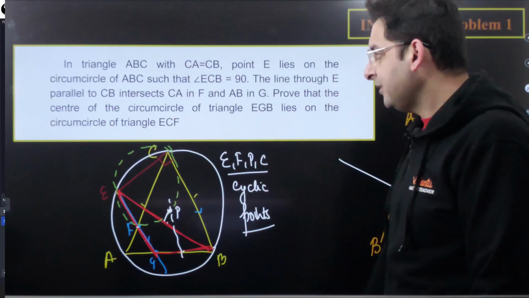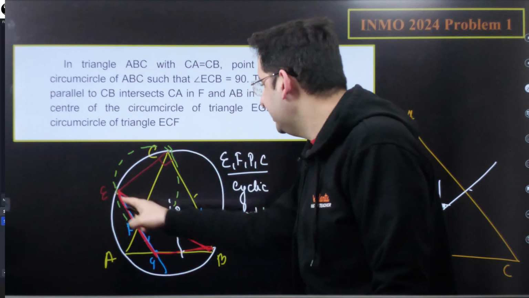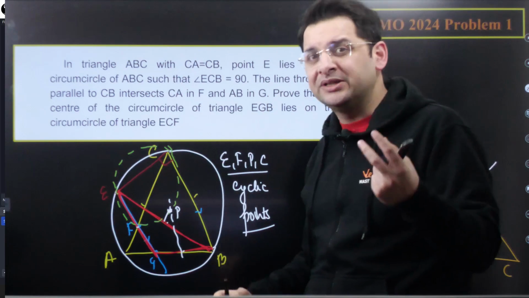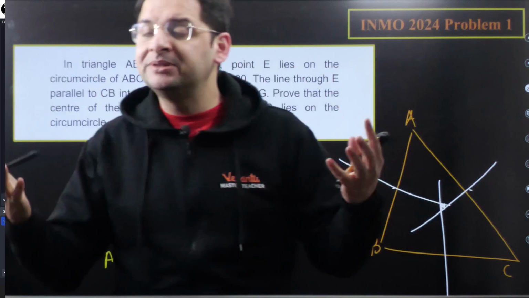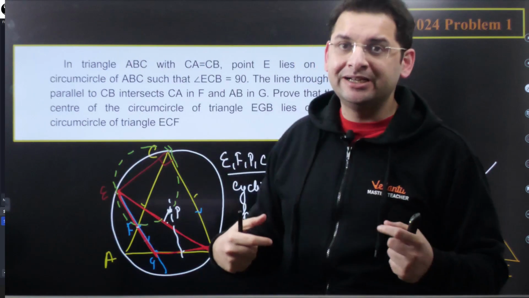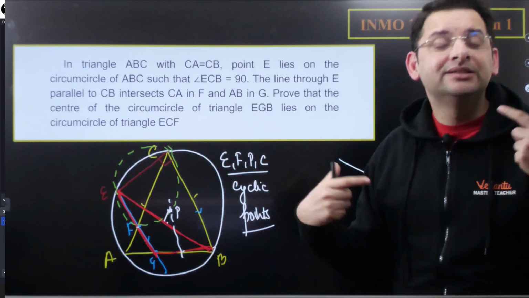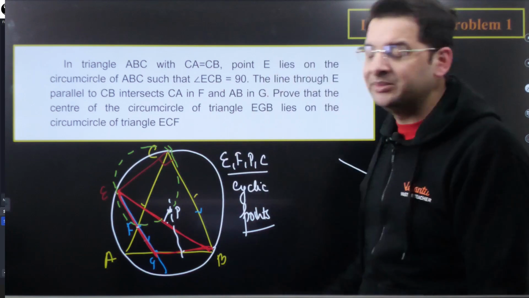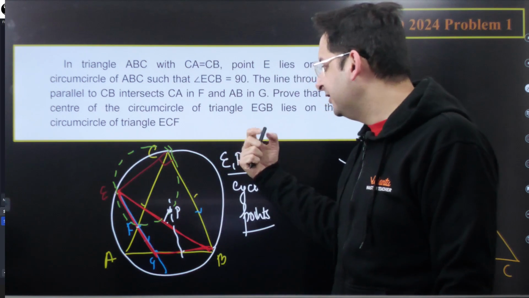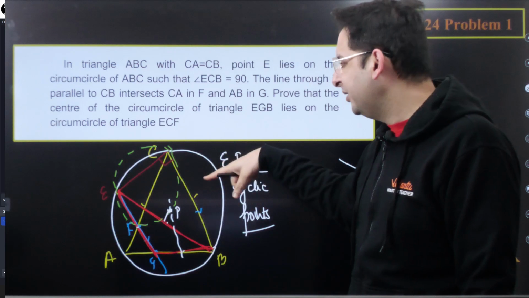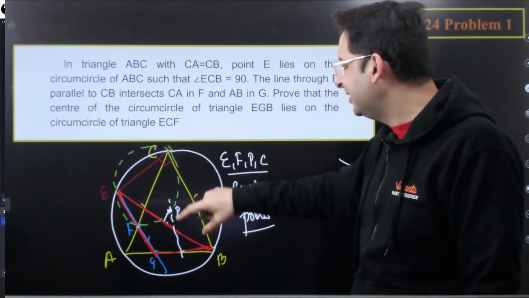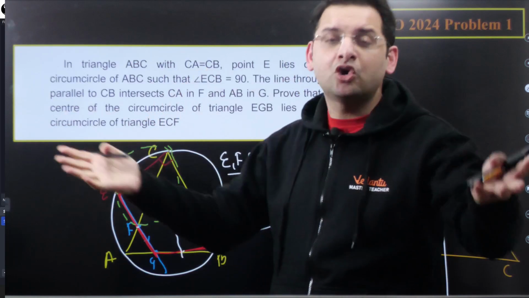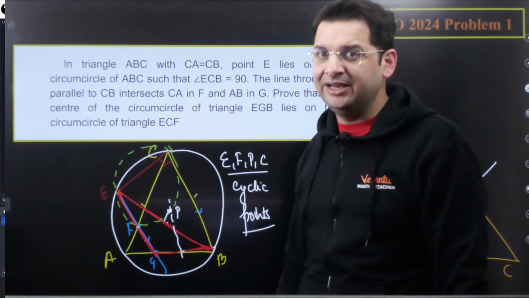Now we need to prove, in other words, that E, F, P, C are cyclic points, right? So how can we prove cyclic points? One is that the sum of opposite angles is 180 degrees, supplementary, or angles in the same segment, or angle at the center. Angle at the center is double the angle at any other point. So again, for that we would need the center. But angles in the same segment or opposite angles summing to 180 degrees are the most common ways to prove the points to be cyclic in nature.